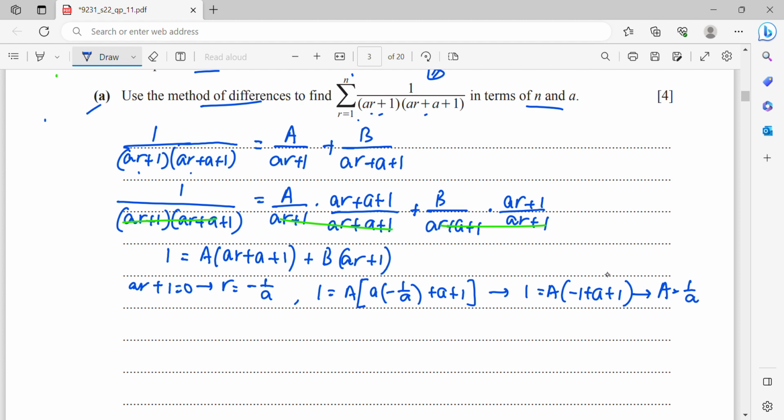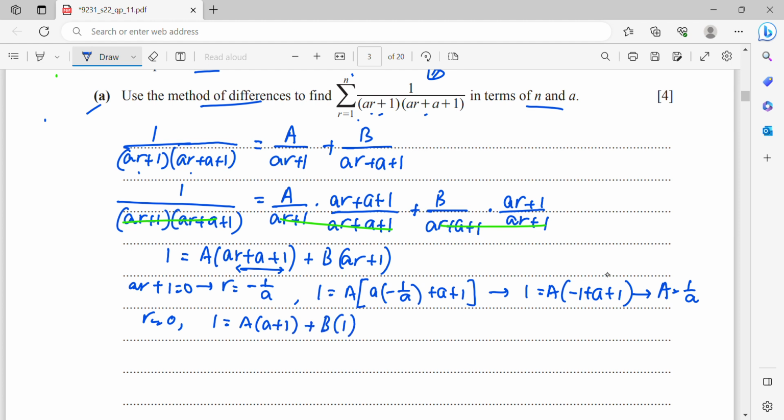So now I will let the first factor be 0, so ar plus a plus 1 equals 0. Or probably I can just let r be any other number, then it will be easier instead of solving this. Alright, so I will let r be another number. Let's say r equals 0. So when r equals 0, 1 equals A times (a plus 1) plus B times 1.